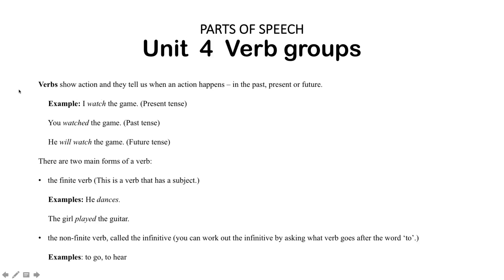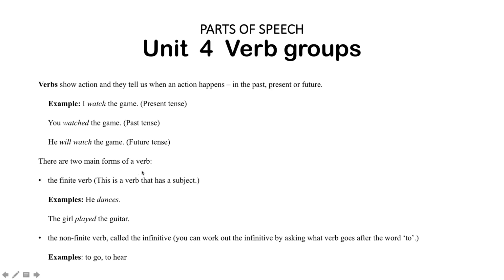Verbs, as you know, show action. They tell us when an action happens, in the past, in the present, or in the future. So it's really going to give us the tense. An example here reads, I watch the game. That's present tense. You watched the game is past tense. He will watch the game is future tense.